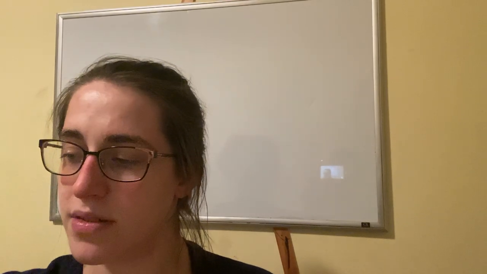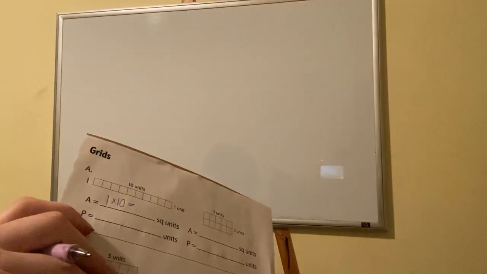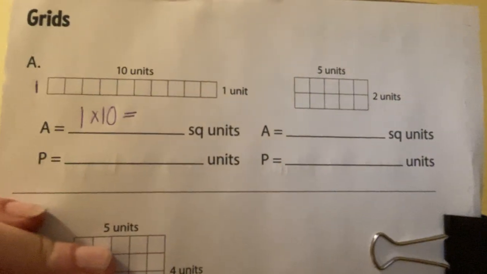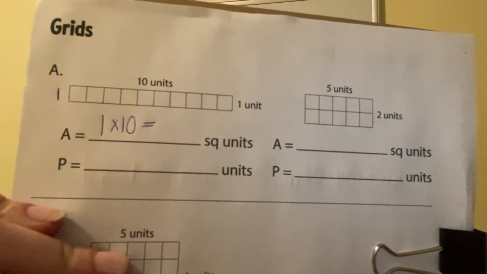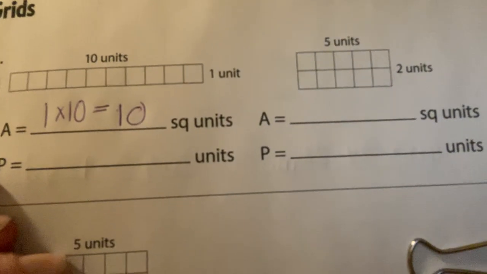1 times 10. One times 10 equals what? 10. So your area is 10 square units.